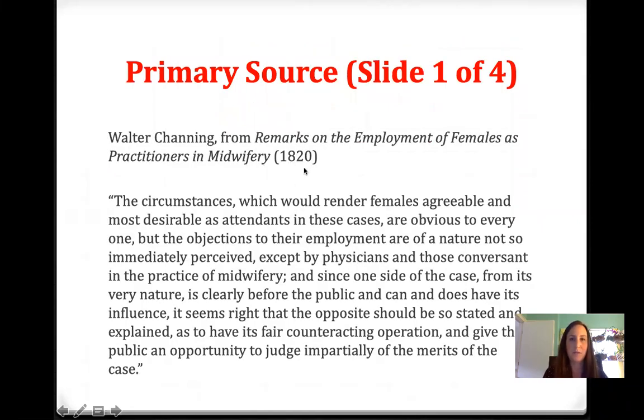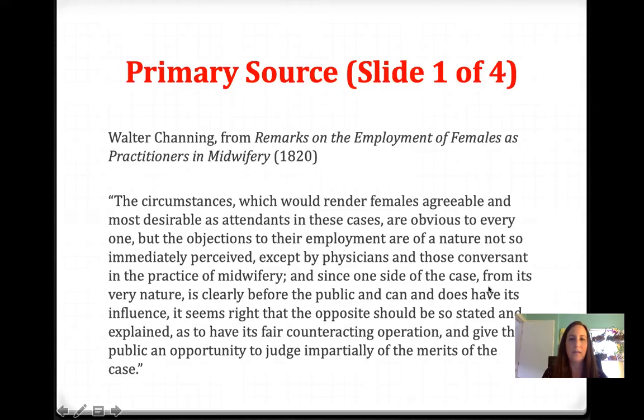This is a primary source from 1820 by Walter Channing, from his remarks on the employment of females as practitioners in midwifery. "The circumstances which would render females agreeable and most desirable as attendants in these cases are obvious to everyone." That "obvious to everyone" tells you that Walter Channing has a sense of who his audience is and who would be convinced by what. "But the objections to their employment are of a nature not so immediately perceived, except by physicians and those conversant in the practice of midwifery."